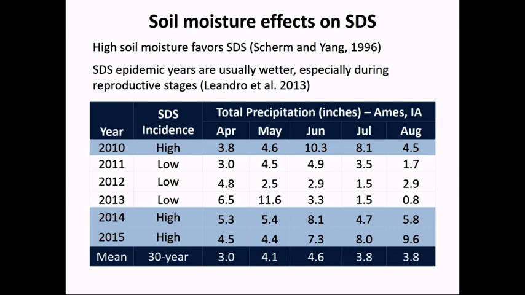And we're comparing precipitation for these different summer months to the mean of the 30-year average for Ames. We also compared other locations, but I'm just showing here for Ames. And what you can really see is that in the years we had the epidemics, if you look at June and July, you have more than double the 30-year average precipitation, especially those 2 months, while the years that didn't have a lot of SDS usually were below average precipitation. So it's really a very important driving factor for SDS.